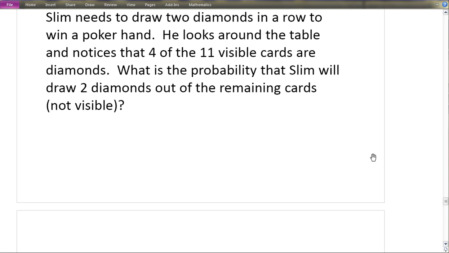Okay, so 4 diamonds got used up already. So how many diamonds are left? Well, if 4 got used up, there should be 9 remaining. Now if there are 9 remaining, how many cards total are remaining? Well, 11 cards are used, and so that leaves him with 41. So the probability that on his first draw he gets a diamond is 9 diamonds out of 41 cards remaining.